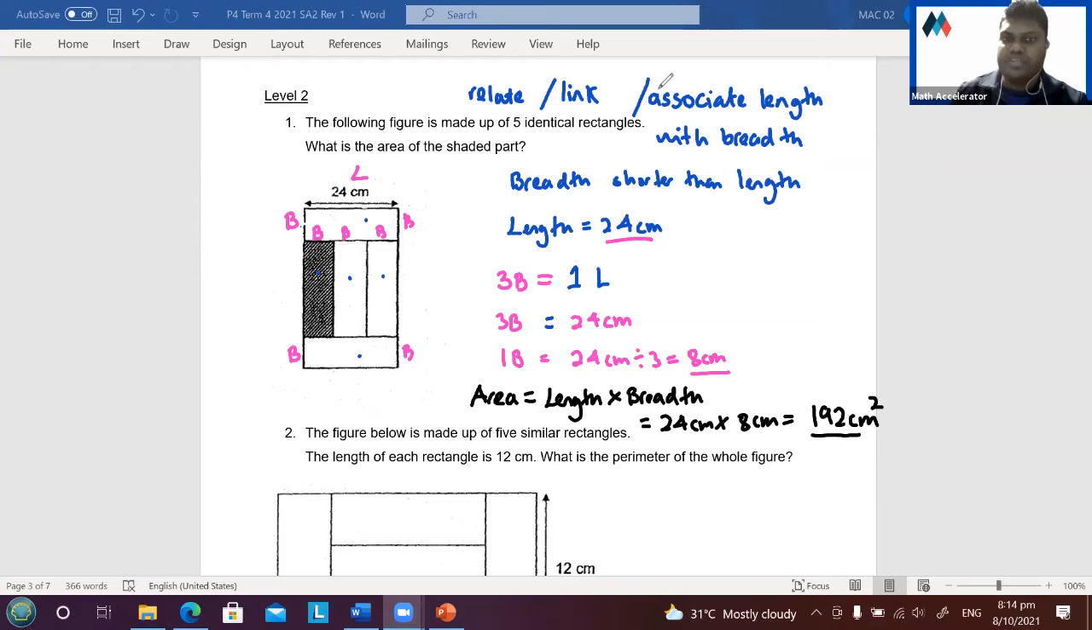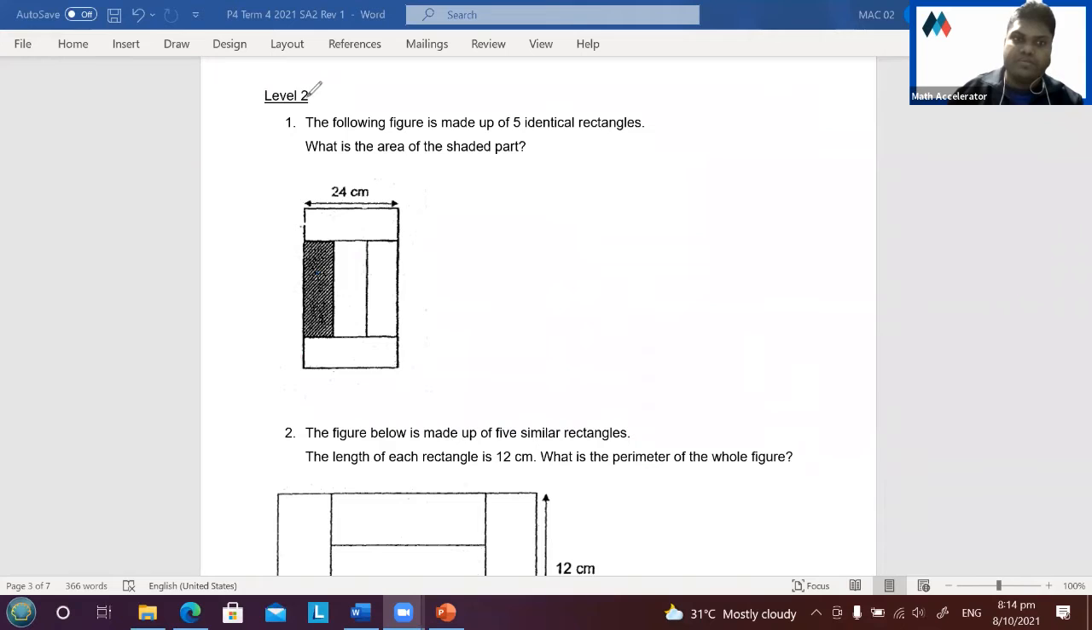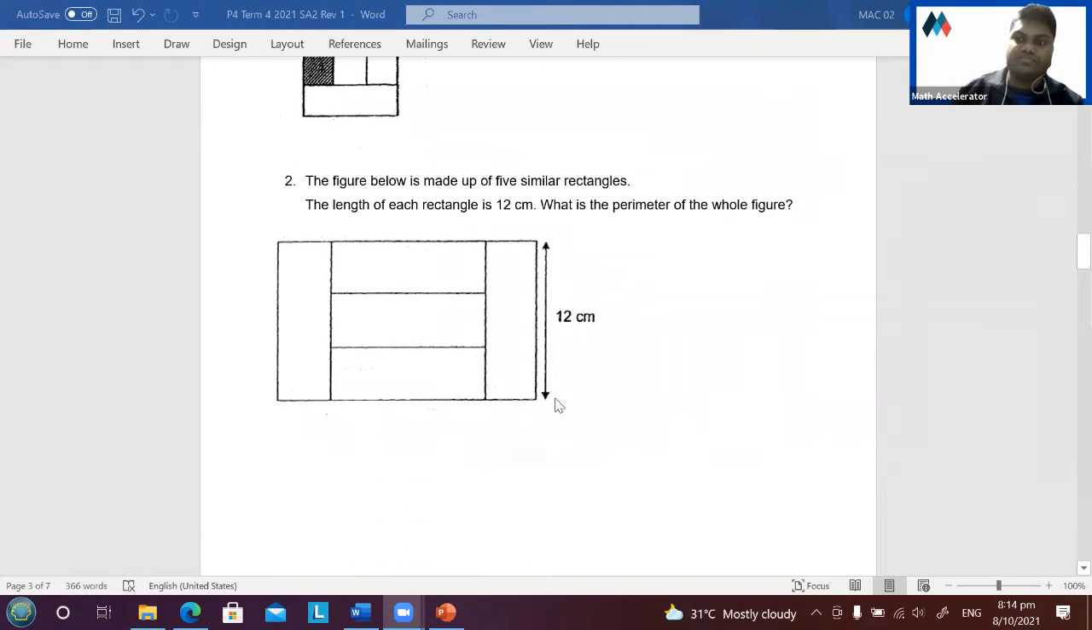Okay, so now I'm going to move on to the next question. Give it about another 20 seconds to copy this down. All right, then let's move on to question number 2. The figure below is made up of 5 similar rectangles. The length of each rectangle is 12 cm. What is the perimeter of the whole figure?